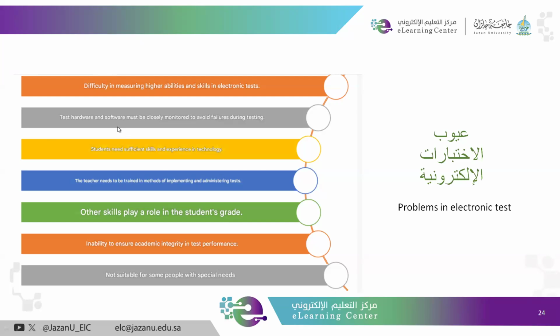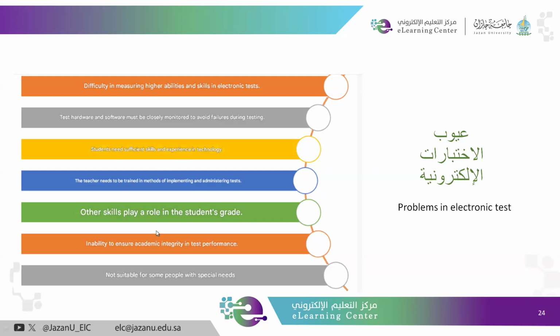Test hardware or software must be closely monitored to avoid failures during testing. Electronic tests rely heavily on technology, and any issues with hardware or software can disrupt the testing process, requiring careful monitoring. Students need sufficient skills and experience in technology. So, for electronic tests to be effective, students need to be comfortable and proficient with the necessary technology. Otherwise, their performance may not accurately reflect their knowledge or skills.